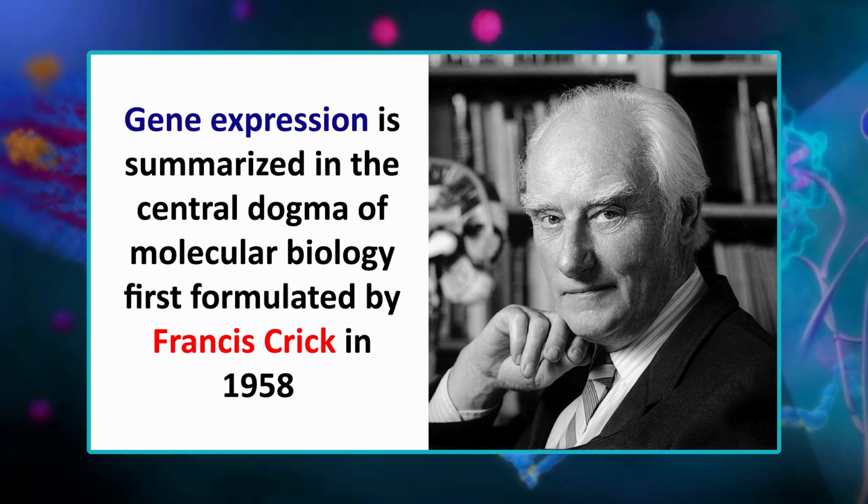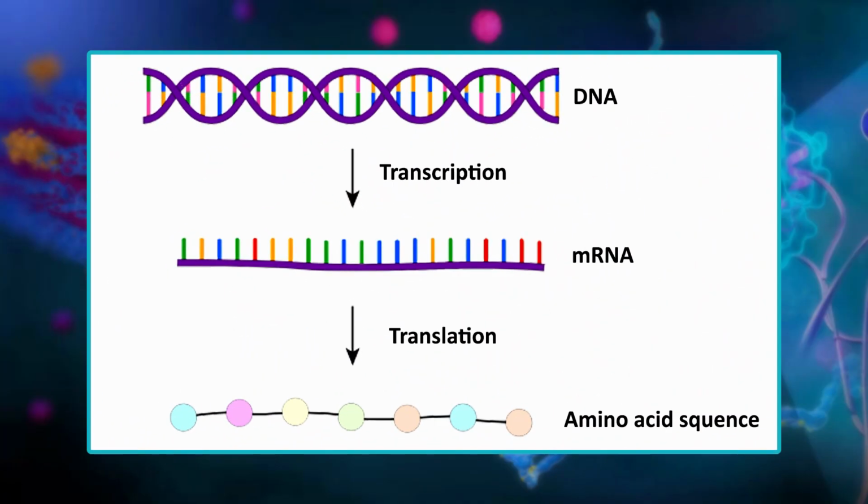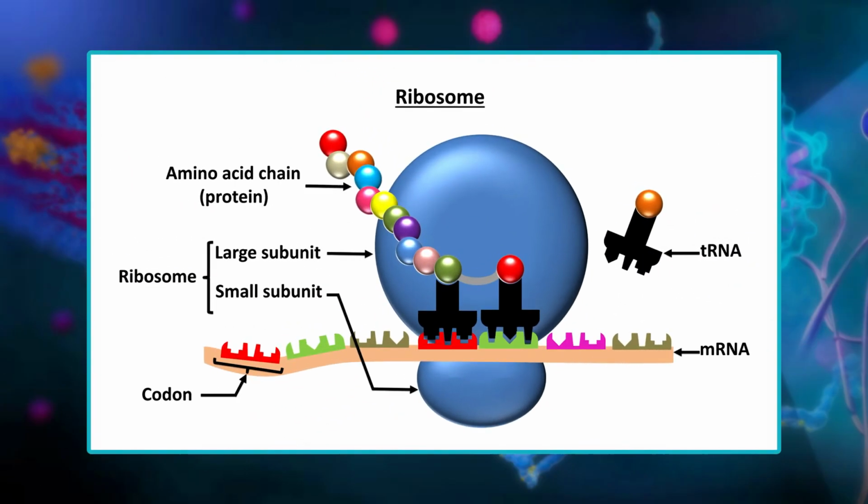Gene expression is summarized in the central dogma of molecular biology, first formulated by Francis Crick in 1958, further developed in his 1970s article and expanded by the subsequent discoveries of reverse transcription and RNA replication. The central dogma of biology is that DNA is used as a template to transcribe RNA, and that RNA is used to synthesize proteins on the ribosomes, and those proteins give you your unique phenotype or physical characteristics or appearance. Basically, a gene is used to build a protein in a two-step process.